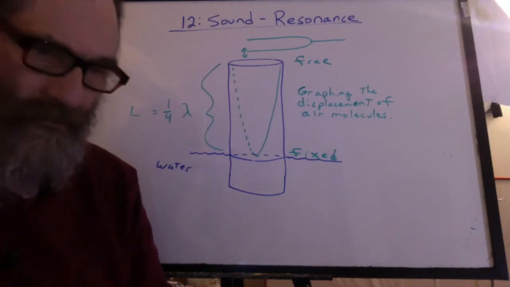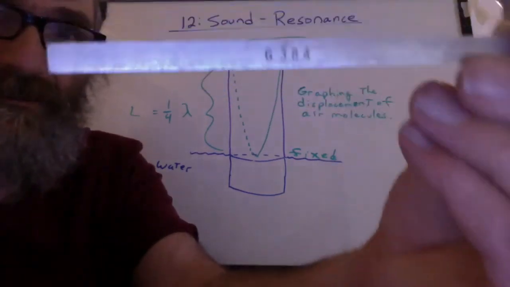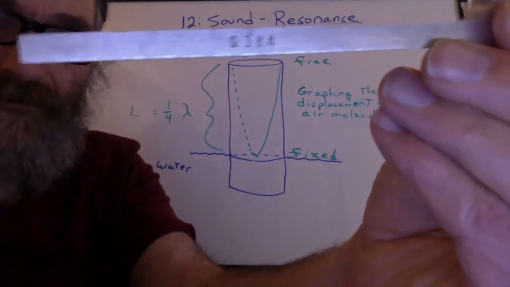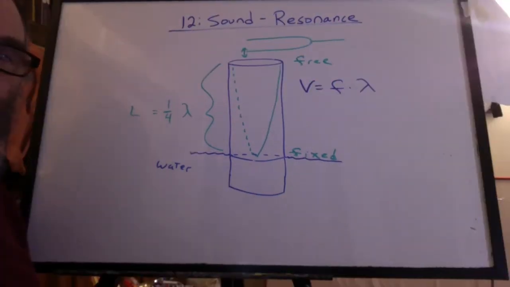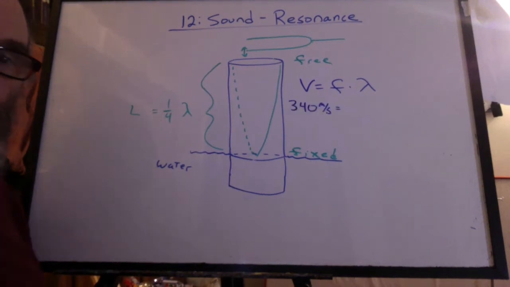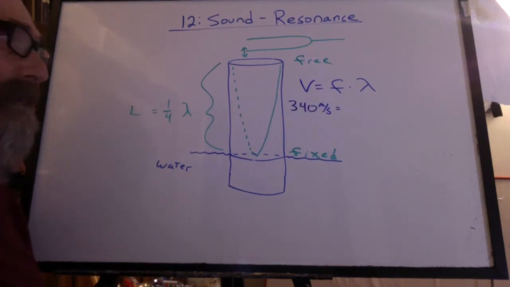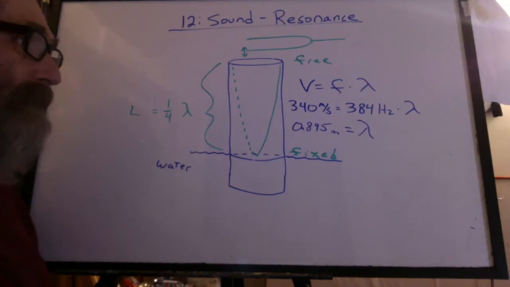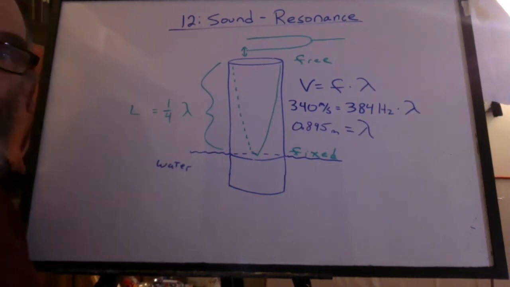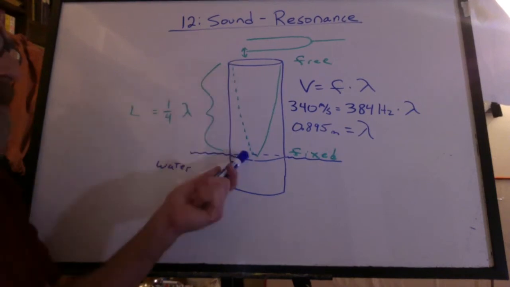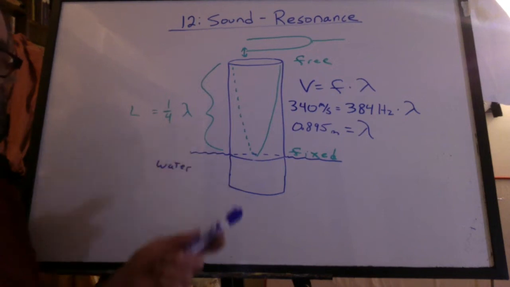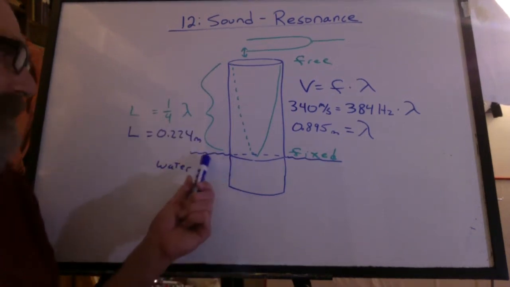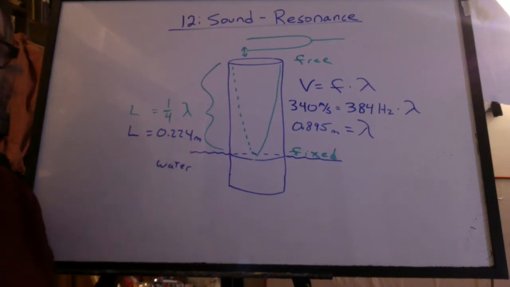Time for a little math. What is this frequency? We use 384 Hertz. And you know velocity equals frequency times wavelength. Velocity of sound is probably about 340 meters per second. Using that frequency, we can find the wavelength. I get 0.895 meters. Now, is that the length of the column of air that will vibrate? Nope. It's got to be 1/4 of a wavelength. The length should be about 0.224 meters.